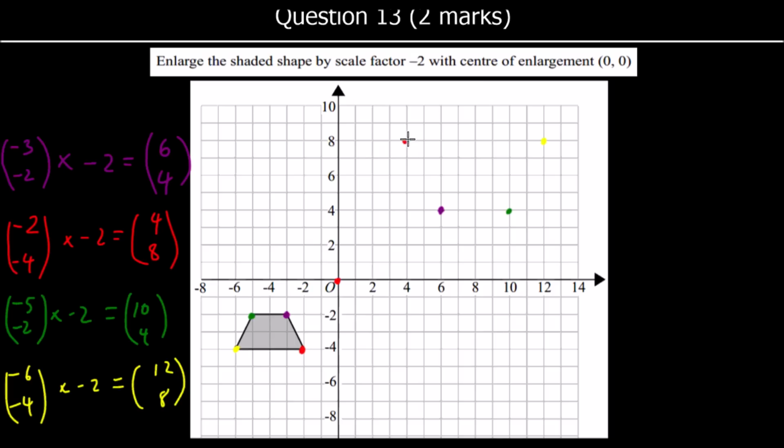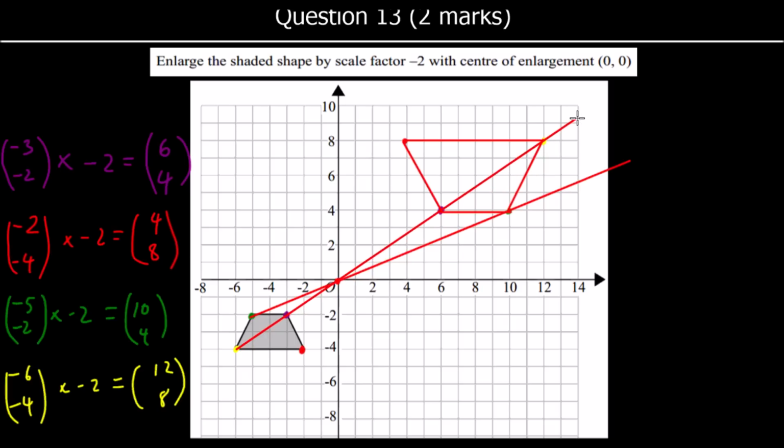So if we just join all those points up, we get our new shape. And we can check that it's an enlargement. If it's an enlargement, if you join up through the center of enlargement, you should get to the other points. So there's the green point, the yellow point, the red point, and the purple point all go through the center of enlargement.